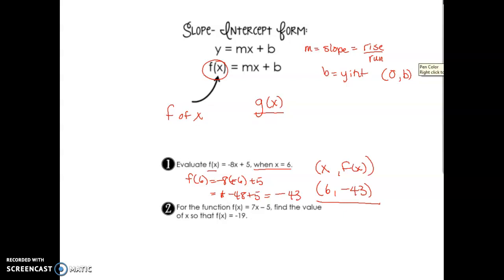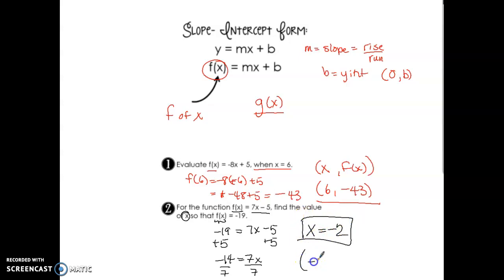So we can look at example 2. f of x is equal to 7x minus 5, and they want you to find the value of x this time. And they tell you that f of x is equal to negative 19. So I am going to substitute negative 19 in place of f of x. And then I am going to solve the two-step equation and find out what x is. So negative 14 equals 7x. Dividing both sides by 7, I get negative 2 equals x, or I can rewrite that because an equation is symmetric: x equals negative 2.